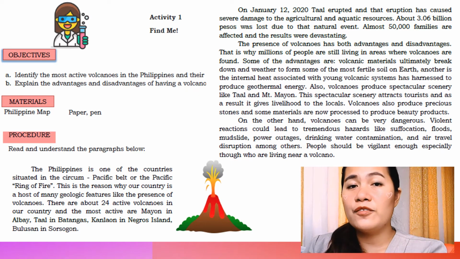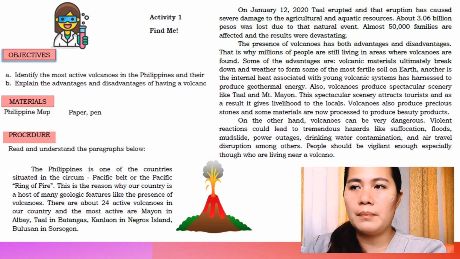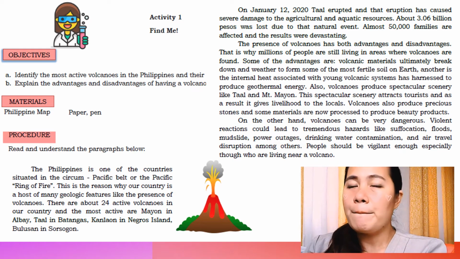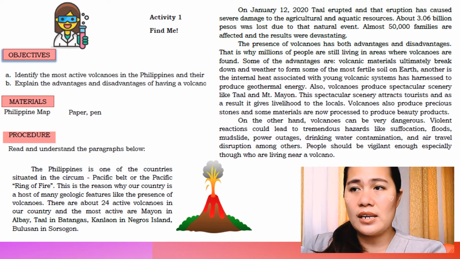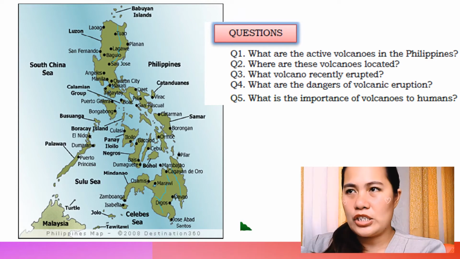Why? It is very dangerous. Violent reactions could lead to tremendous hazards like suffocation, flood, mudslide, power outages, drinking water contamination, and air travel disruption, among others. People then should be very vigilant enough, especially those living near a volcano. After these paragraphs, you are to answer 5 guide questions.